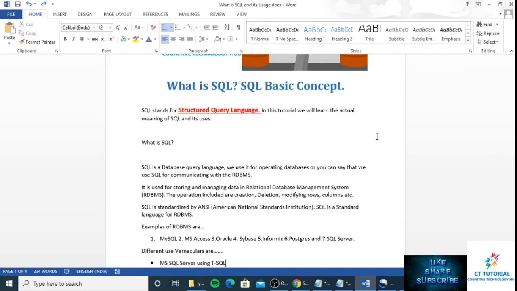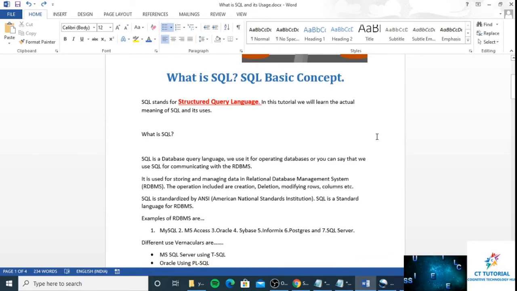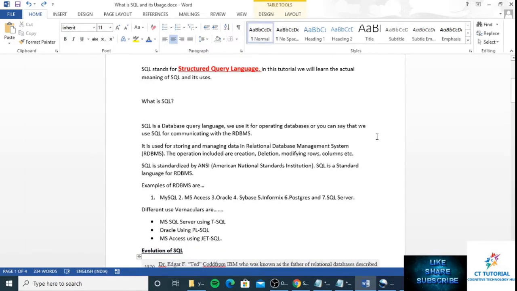Examples of RDBMS are: number 1 is MySQL, number 2 is MS Access, number 3 is Oracle, number 4 is Sybase, number 5 is Informix, number 6 is PostgreSQL, and number 7 is SQL Server. Different dialects are MS SQL Server using T-SQL, Oracle using PL/SQL, MS Access using JET SQL.